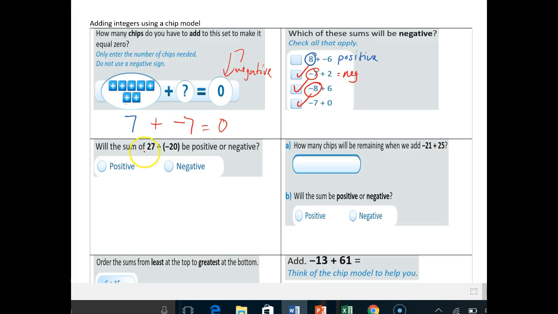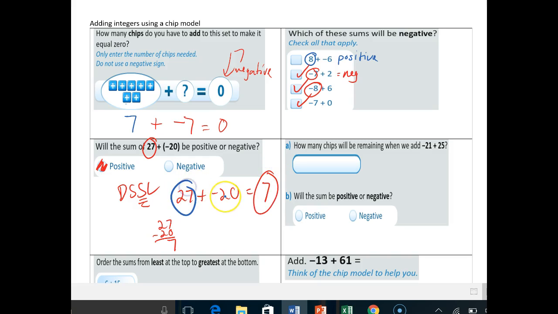So will the sum of 27 plus negative 20 be positive or negative? Hopefully by this time you're saying, hey, I have more positives, so I have 27 positives versus 20 negatives. This is an example of DSSL, where I would do 27 plus negative 20. Really, different signs subtract, right? So 27 minus 20 would give me 7, and this time my answer is positive 7 because I had more positives than I did negatives.